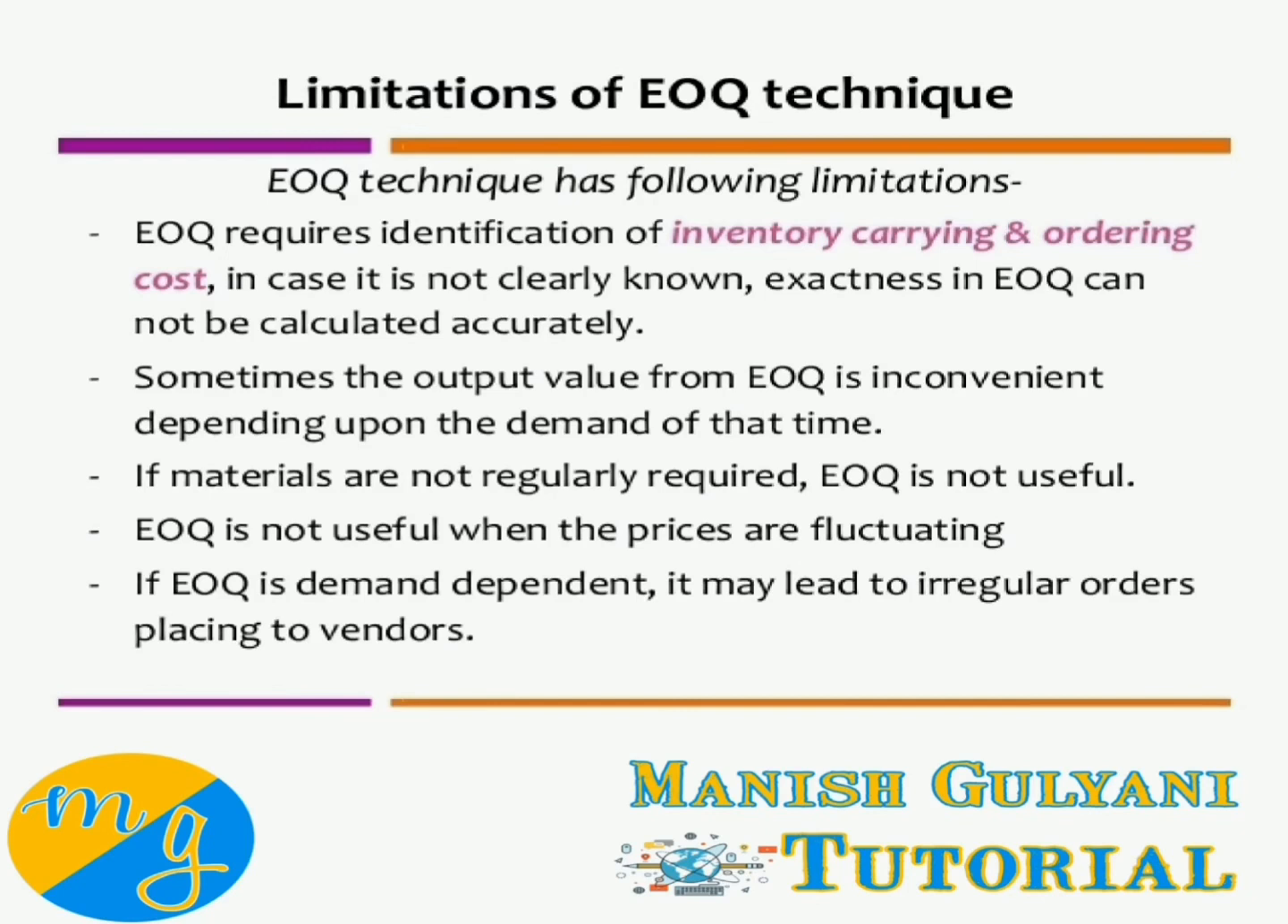And the next point is EOQ is not useful when prices are fluctuating. When demand is fluctuating, price is fluctuating, as you know, these are all part of the external environment. So on that point, you can't determine your EOQ value. If EOQ is demand dependent, it may lead to irregular order placing to the vendor. Simply, demand changes from time to time. If your EOQ is totally dependent on your demand, then you can't get the exact value of EOQ. Reason being, you have to calculate again and again. You can't say my EOQ is this and I have to place this quantity of order every time, because your demand is non-constant and changes from time to time. Then every time you have to calculate a new EOQ.